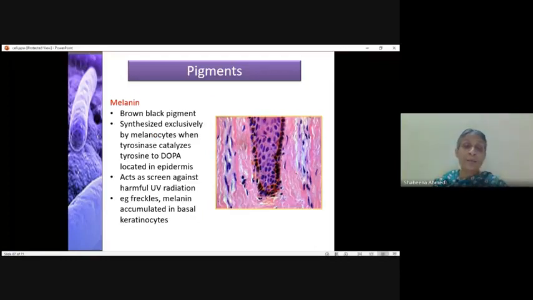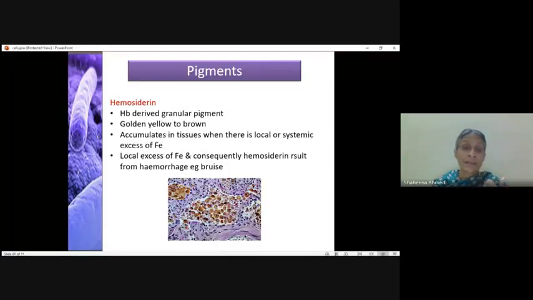Melanin, this is the brown black pigment which gives color to our skin. This is produced by melanocytes, and this is when tyrosine is converted to dopa in the presence of tyrosinase enzyme. And this pigment is very important as it protects us from the ultraviolet rays.